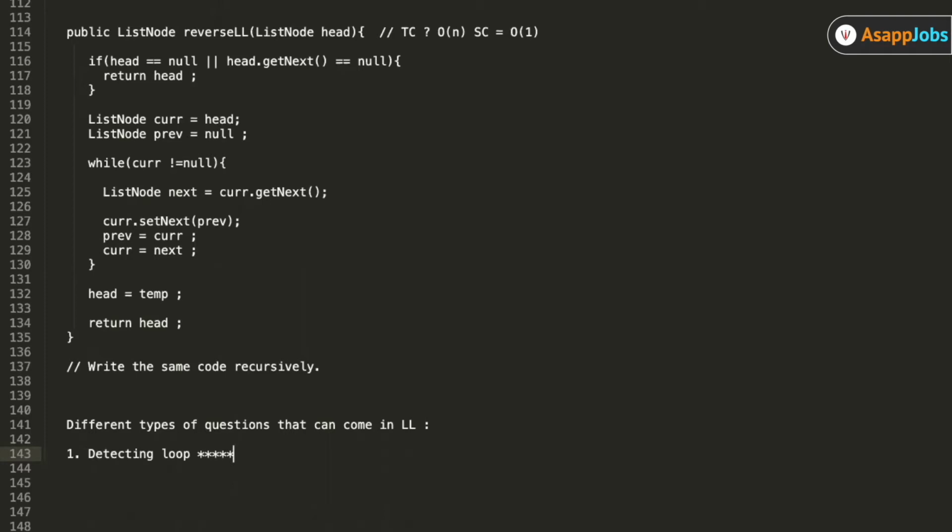This is a very common question, but at the same time, it is very important because the chances of it coming again in the interview is very high. We'll talk about what is the loop in a linked list.